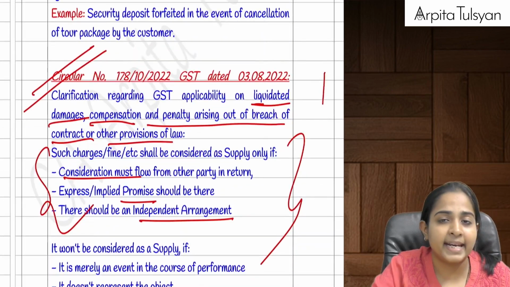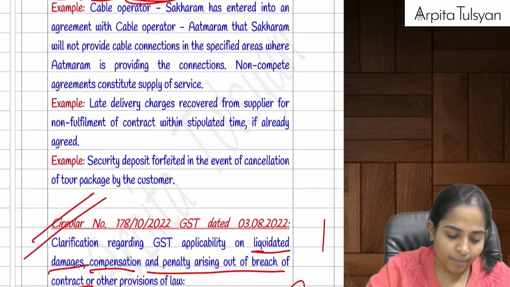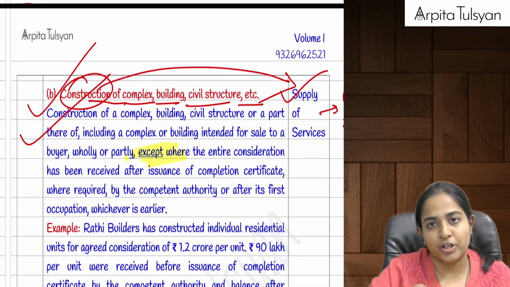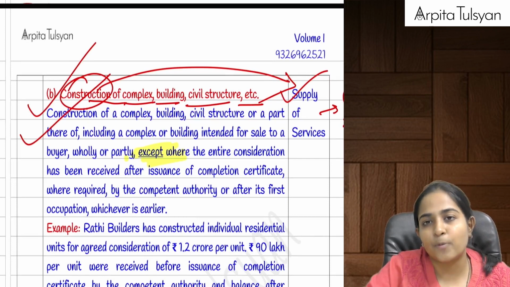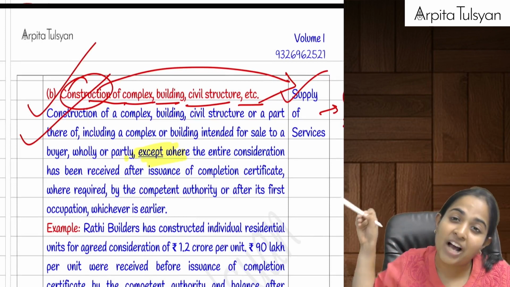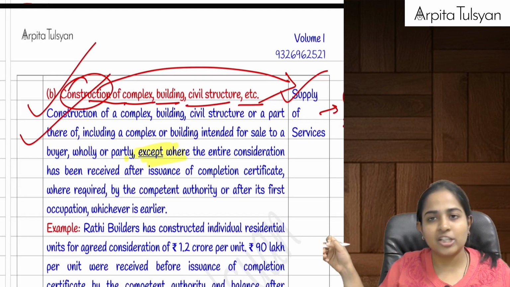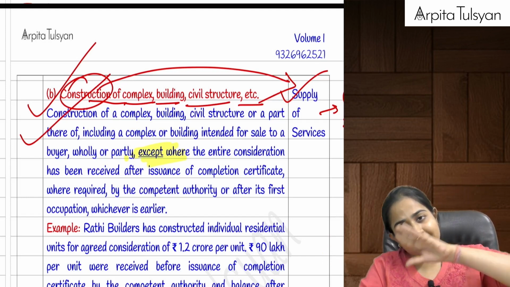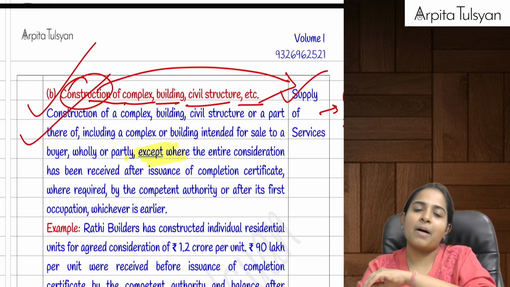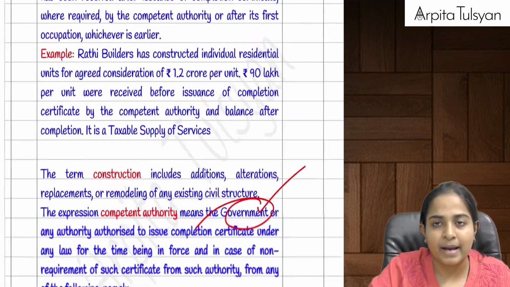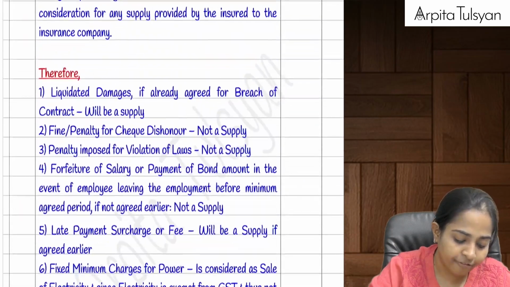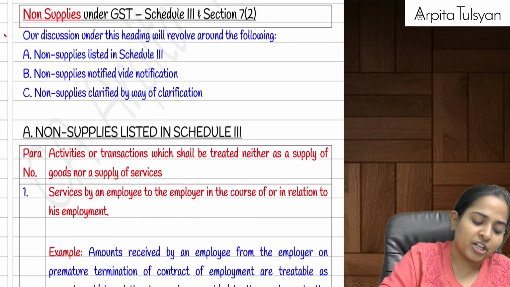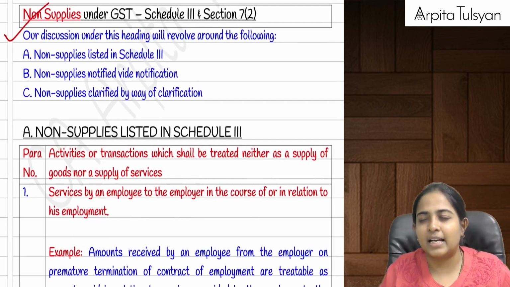We have taken so many examples when we had done our normal lectures. Then the next point to be remembered here is construction. Normal construction services provided where the entire consideration is received after, it is totally outside the purview of GST. If the entire consideration is received before, or some before and some after, then GST will be applicable and it will be considered a supply of services. Clear till here? Yes.